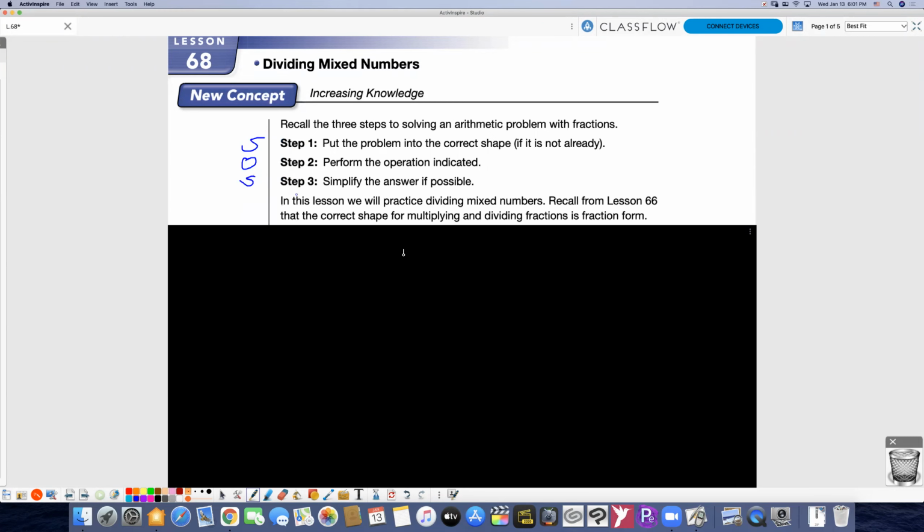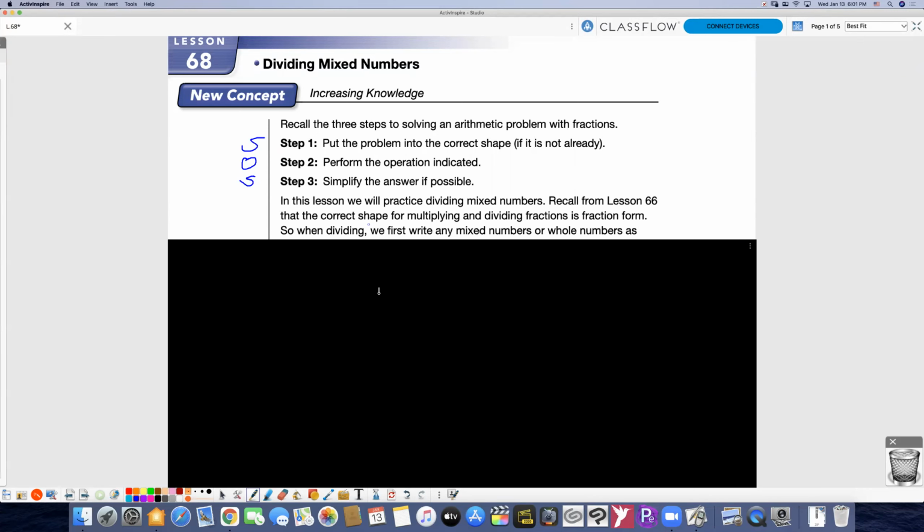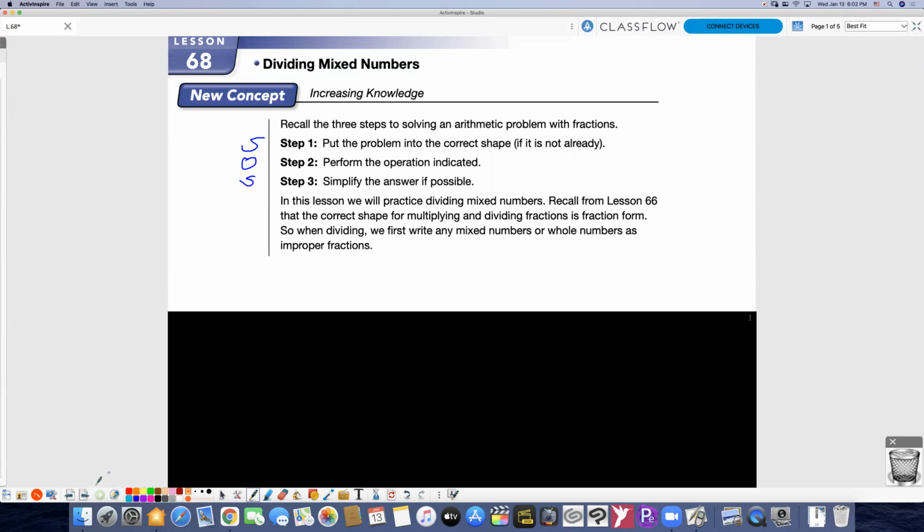In this lesson, we'll practice dividing mixed numbers. Recall from lesson 66 that the correct shape for multiplying and dividing fractions is fraction form. So when dividing, we first write any mixed numbers or whole numbers as improper fractions.